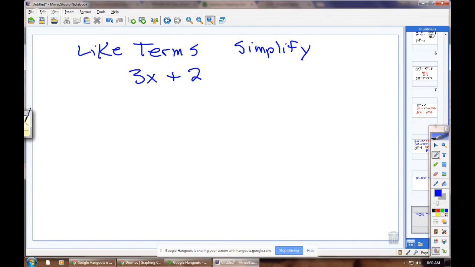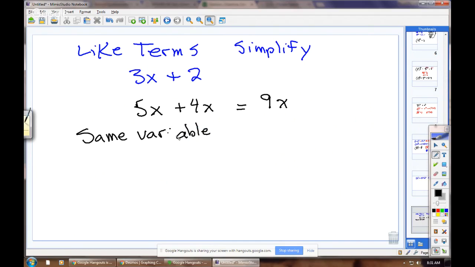So compare that to taking 5x and adding that to 4x. These guys have the same variable. So if you have 5x's and then you bring 4x's into the mix, altogether you have 9x's. So that's what I mean about like terms simplify. Like terms means you have the same variable, and there could be more than one variable, to the same powers.